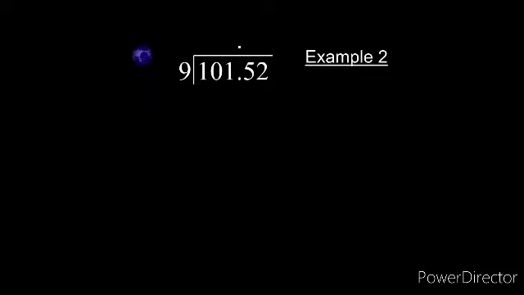Then after that, we start to divide. So 10 divide 9, class. Very good, 1. So 1 times 9 equals 9. Then we subtract, class. It equals 1. Then we bring down the 1, class. Okay, it equals 11.